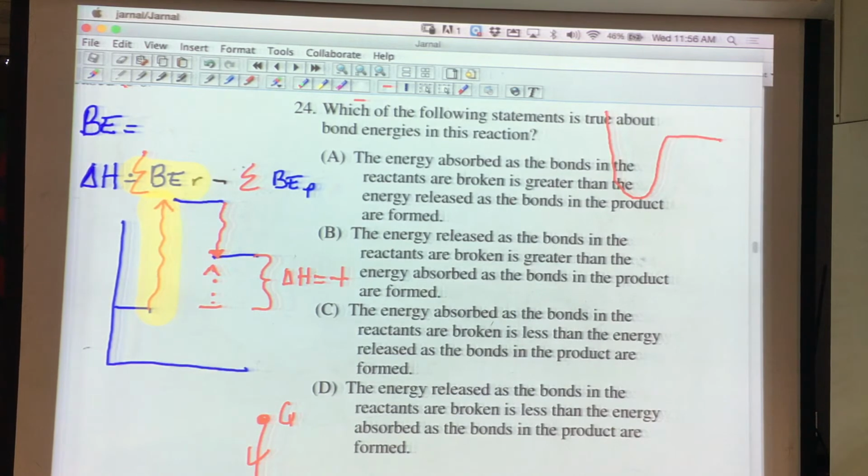So which of the following is true? This is against what you've been seeing a lot of. People always mix this up. So the energy is absorbed as bonds are broken, correct? And in this case, it's what? Well, I don't know. Is it an endo or exothermic reaction?